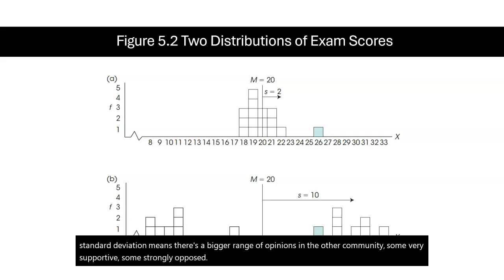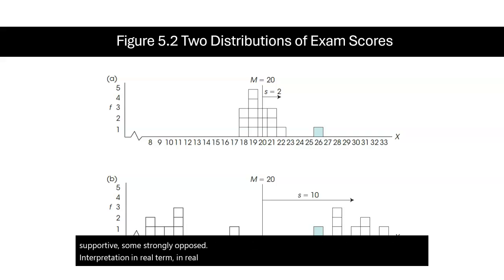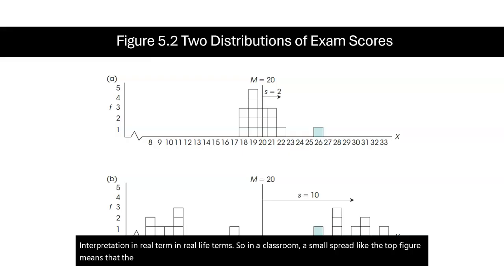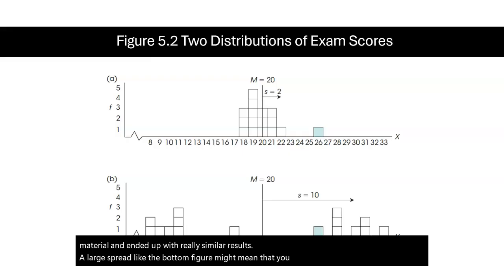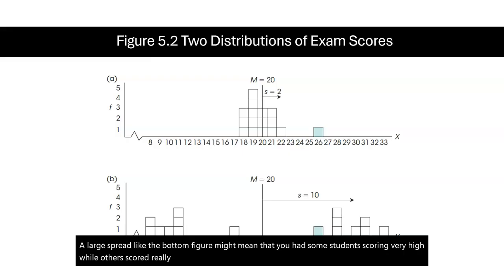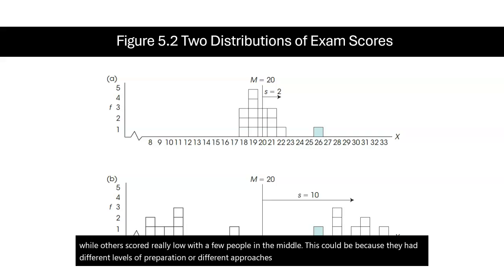Interpretation in real life terms. So in a classroom, a small spread, like the top figure, means that the student scores are pretty consistent. Maybe everybody studied the same material and ended up with really similar results. A large spread, like the bottom figure, might mean that you had some students scoring very high while others scored really low, with a few people in the middle. This could be because they had different levels of preparation or different approaches to the material.